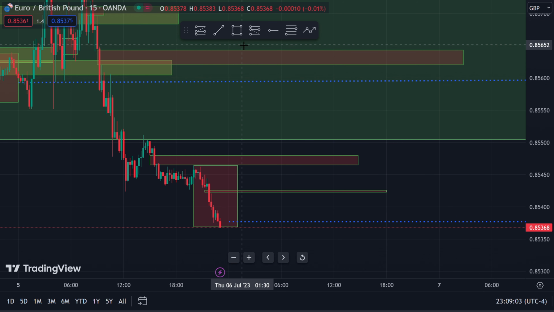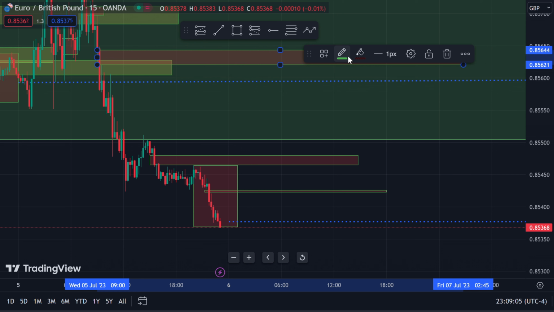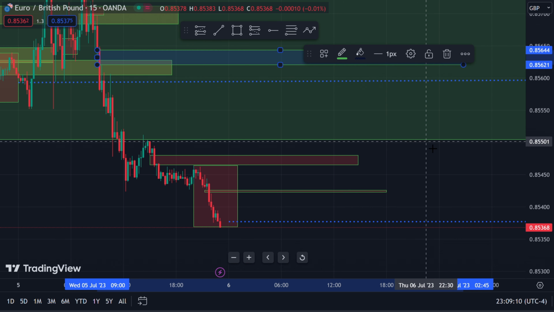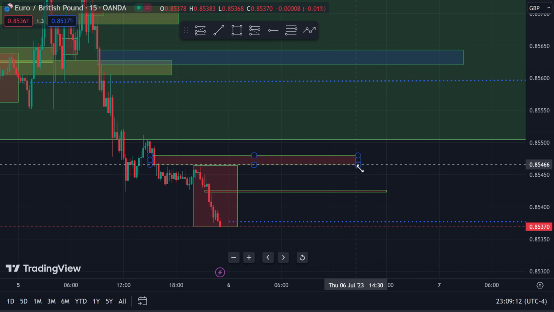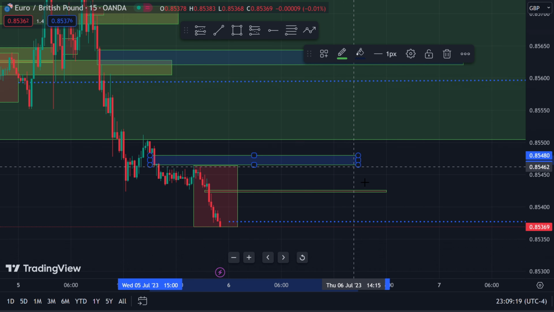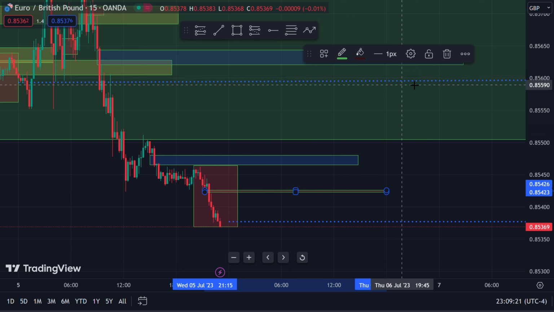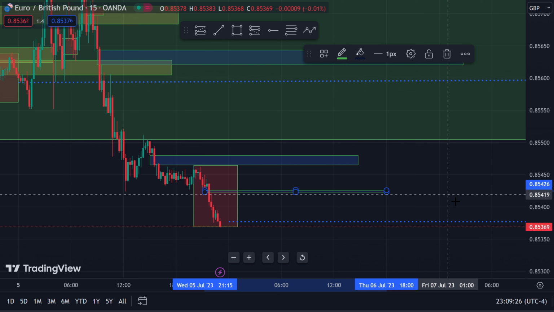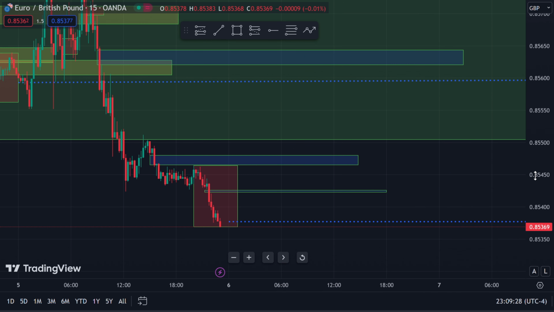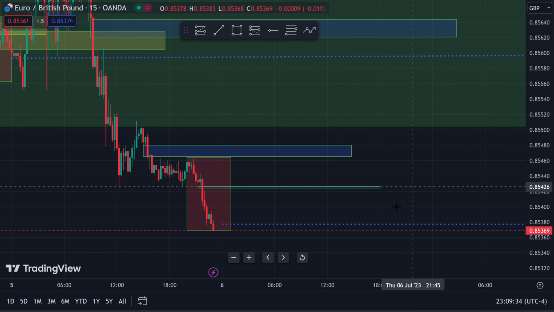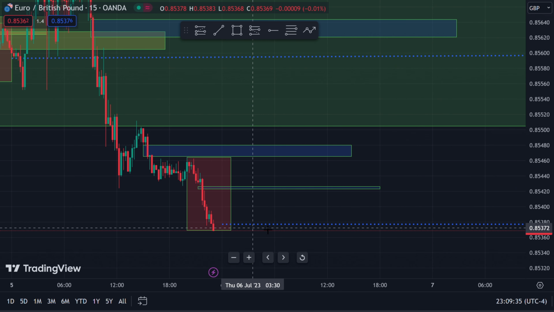Let me try to change the color so that this looks different, because on each time frame I want to use a different color. Let me use blue. I want to know that if the market comes into this fair value gap, what type of fair value gap is it? Is it the 4-hour time frame? Because every fair value gap reacts differently. So let's wait for the market to come back into the open price.